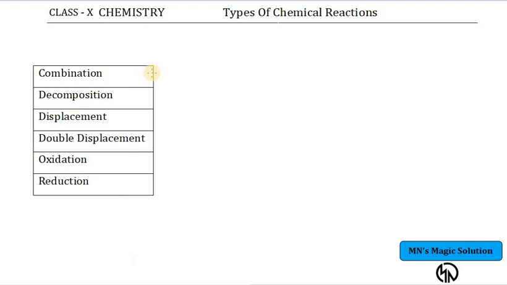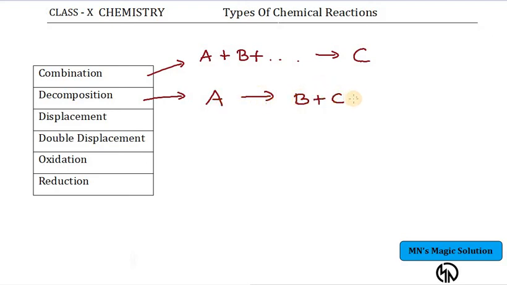Now, regarding combination, let us explain it in a simple way. A plus B plus however many elements giving you one single compound, that is called combination. One or more elements or compounds joining together to form only one product is called combination. The second one, decomposition, is where there is just one compound, and that one compound decomposes to give you more than one product. That is called decomposition.